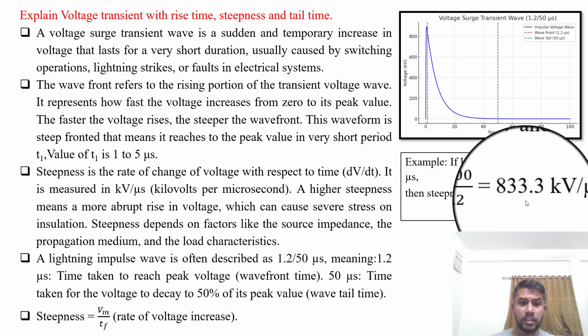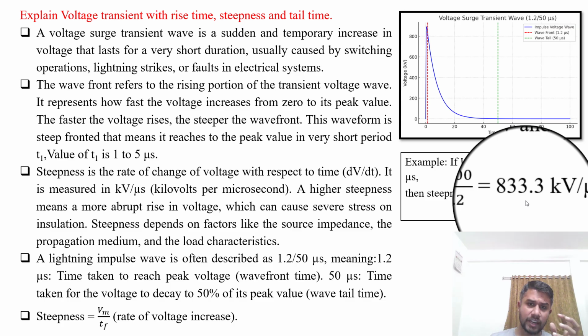A lightning impulse wave is often described as 1.2/50 microseconds, meaning 1.2 microseconds is the rise time, that is the time taken to reach its peak value from 0, the wavefront time. 50 microseconds is the time taken for the voltage to decay to 50% of its peak value, that is the wave tail time. It is referred to as 50 microseconds here.